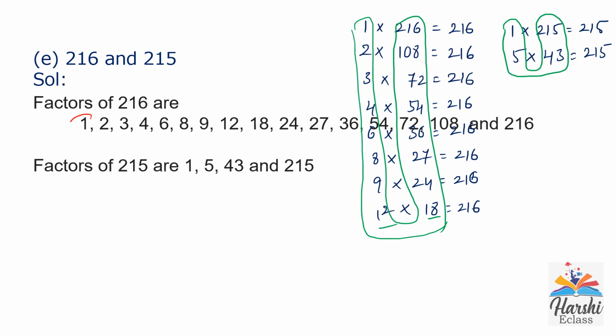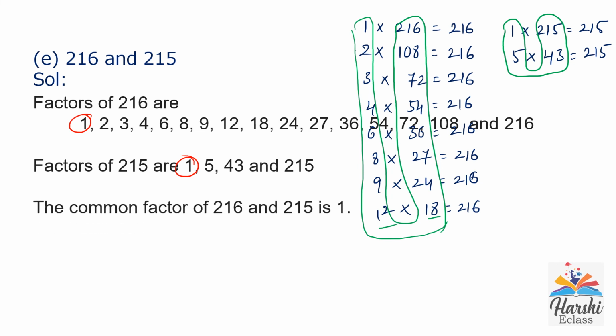Now the common factor is 1. Only 1 is the common factor here. So 216 and 215 are co-prime numbers.